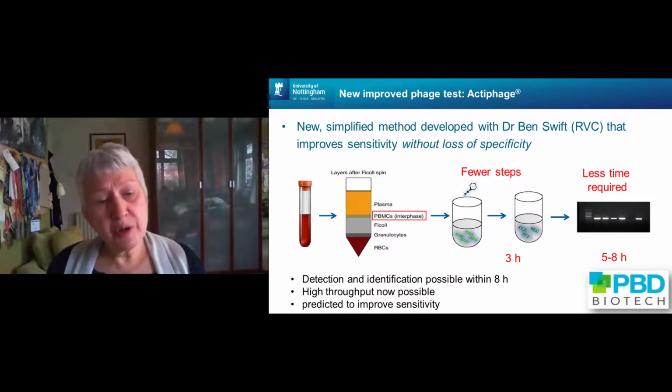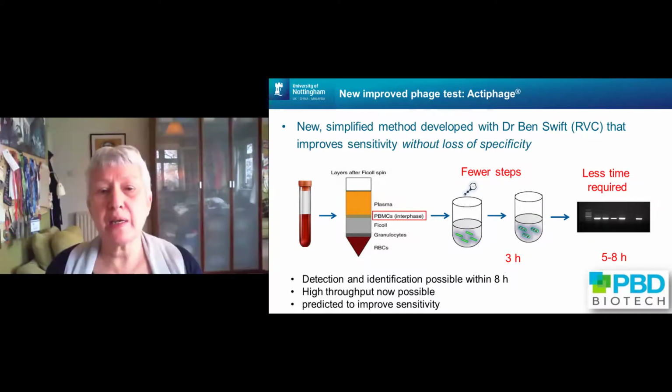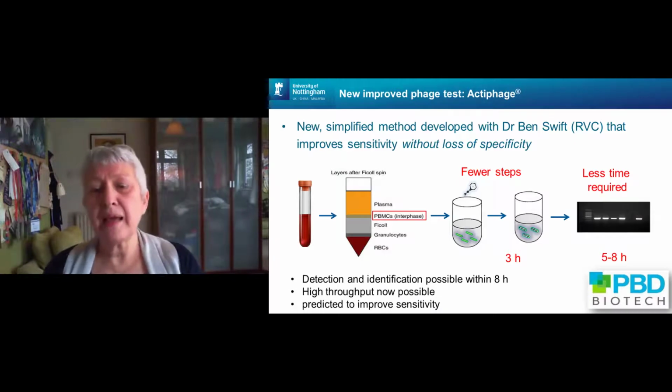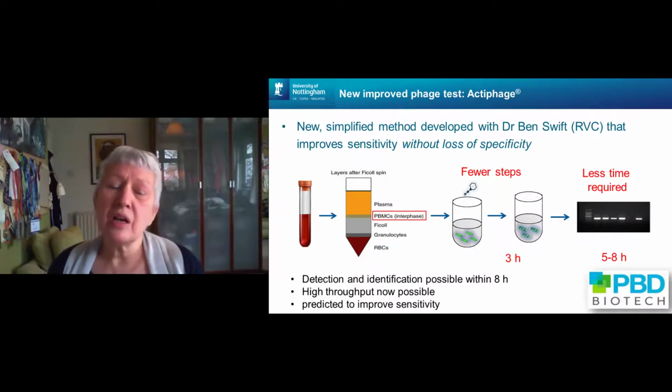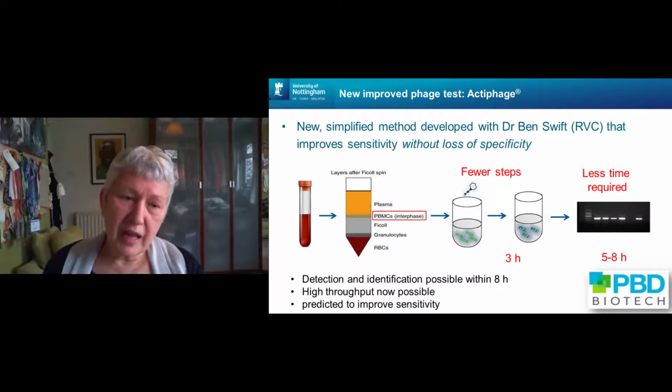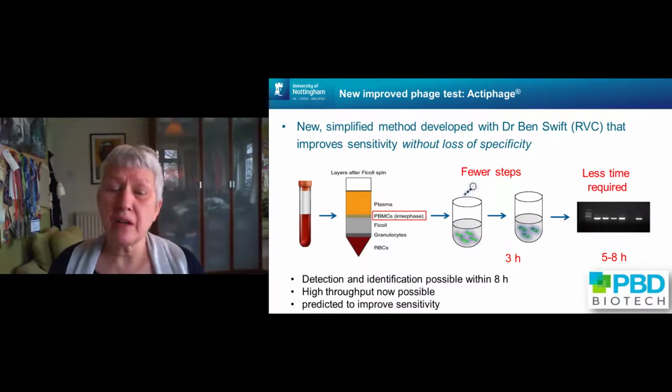And we also predict it's going to improve sensitivity because rather than moving our sample onto an agar plate and then doing DNA extractions, we were then going to have everything contained in one sample. So even if we had those low numbers of cells, we would expect to reduce sample loss and improve sensitivity with those low cell numbers.